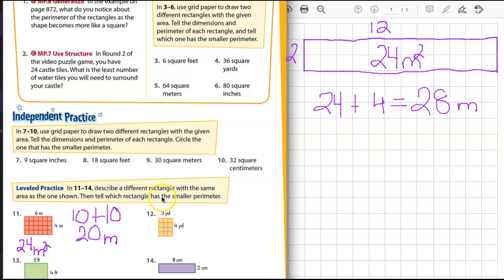So you can see this one with the perimeter of 20 meters has a smaller perimeter than this one over here. So good luck today with your perimeter and area.